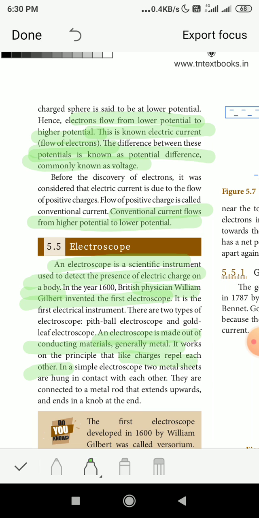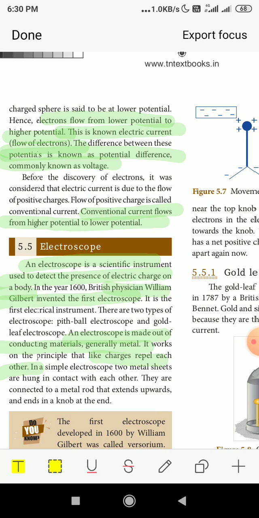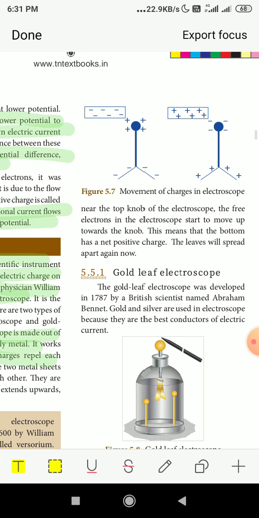In a simple electroscope, two metal sheets are hung in contact with each other. So how is this electroscope made? When I am reading, you can picture it in your mind. Two metal sheets are hung in contact, connected to a metal rod that extends upwards and ends in a knob at the end. So it has two metal sheets hung from one end, attached to a rod that extends outwards with a knob at the end. See the diagram, where they have shown it.